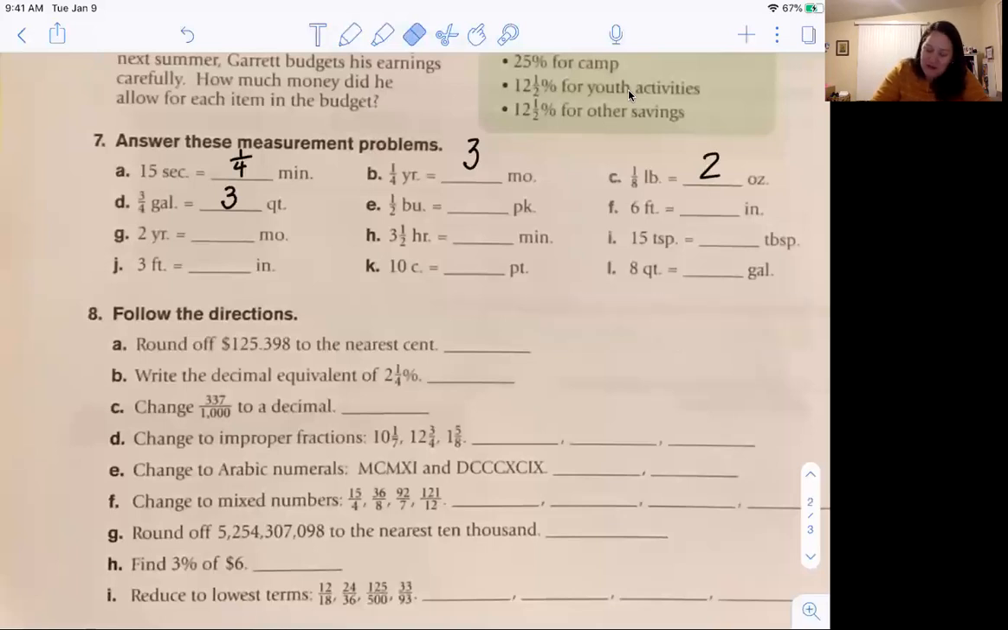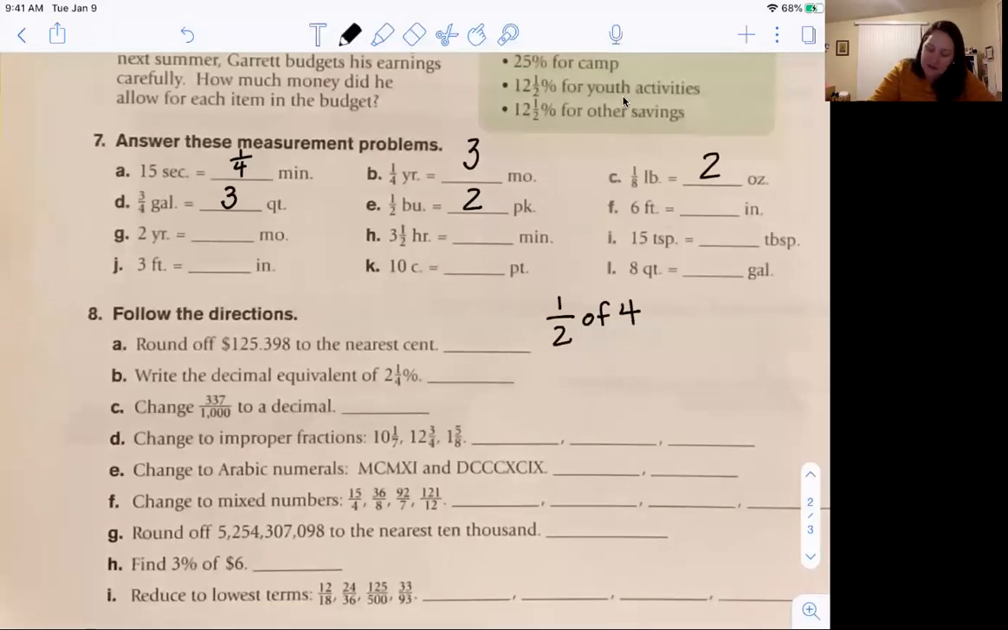Okay. Letter E, half of a bushel is how many pecks? Well, how many pecks are in a bushel? Remember, this one was where I had you say, okay, the word peck and the word bush both have 4 letters. So there's 4 pecks in a bushel. And if I have half of those 4 pecks, how many pecks do I have? I have 2. Half of 4 is 2. Very good. Half of a bushel is 2 pecks.